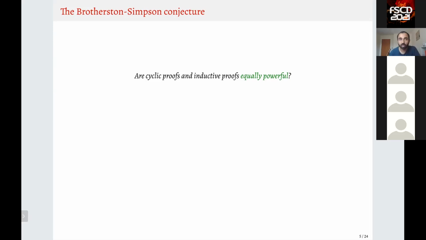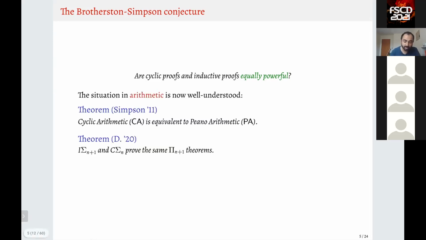And just to give one example from my previous work, which motivates the current work, is in the setting of arithmetic. And in arithmetic, we now understand the question very well, but these two results maybe showcase the nuance of the question itself, because it matters what we mean by equally powerful. So already Alex Simpson showed that a version of arithmetic based in circular proofs is equivalent to pure arithmetic.